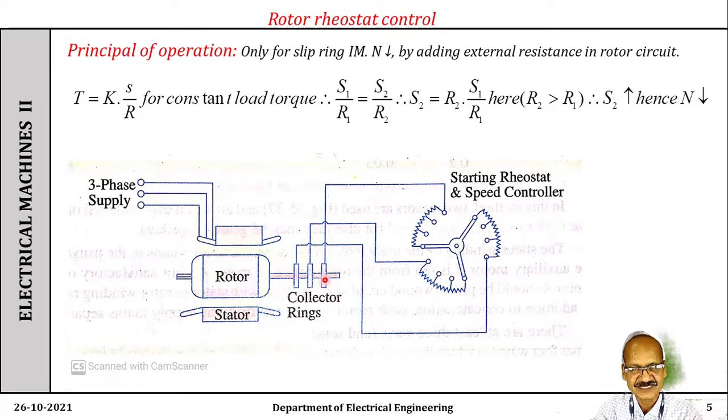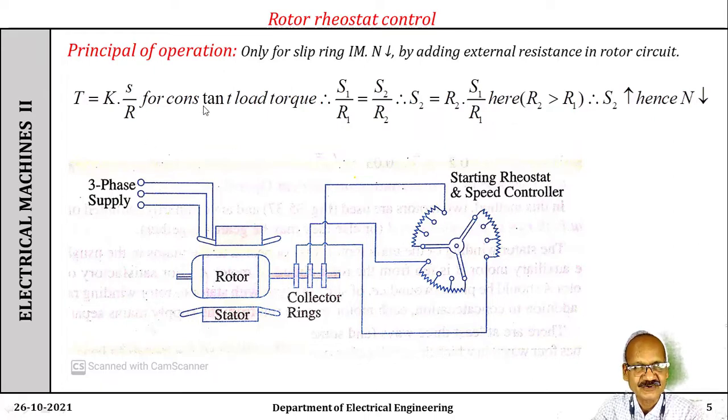Okay, these are the slip rings and brush arrangement, and this is the speed controller, starter or a star connected rheostat. Here at this position, the maximum resistance is in the circuit. If we add the external resistance in the rotor circuit, the speed decreases. And what happens to the torque? Already the torque is proportional to K S upon R. Already we have learned this one.